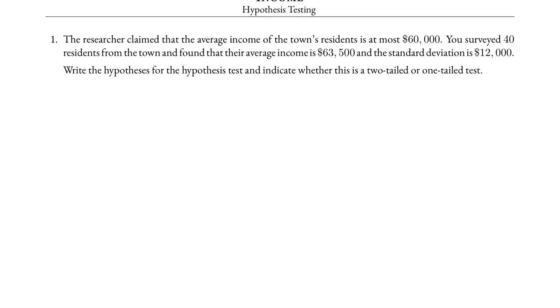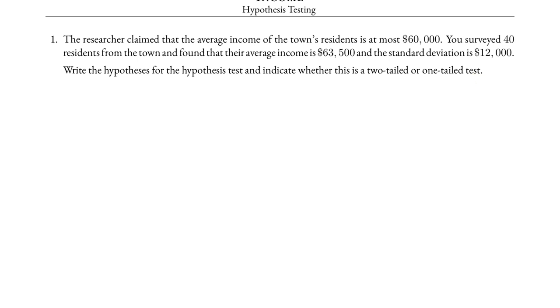The researcher claimed that the average income of the town's residents is at most $60,000. You surveyed 40 residents from the town and found that their average income is $63,500 and the standard deviation is $12,000. Write the hypotheses for the hypothesis test and indicate whether this is a two-tailed or one-tailed test.